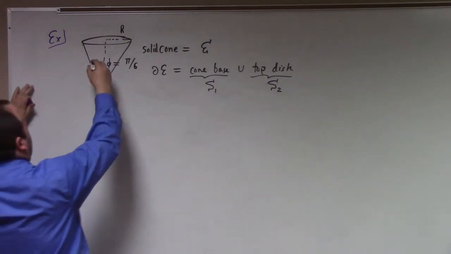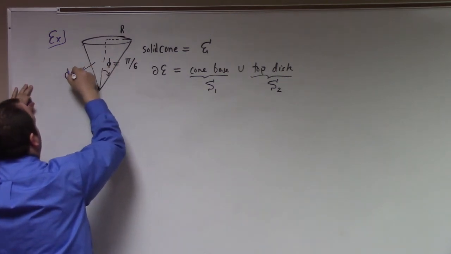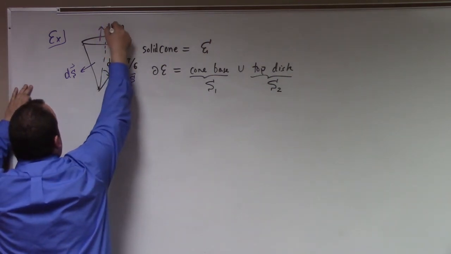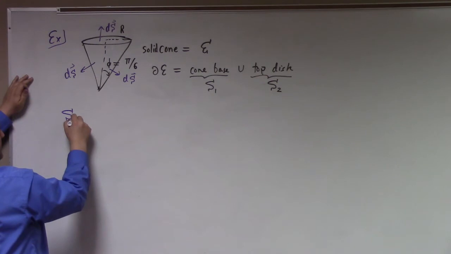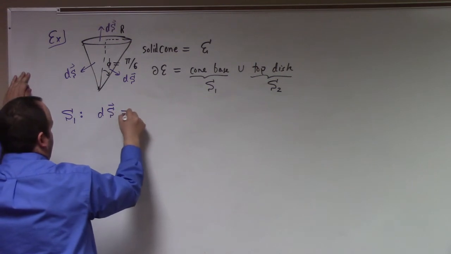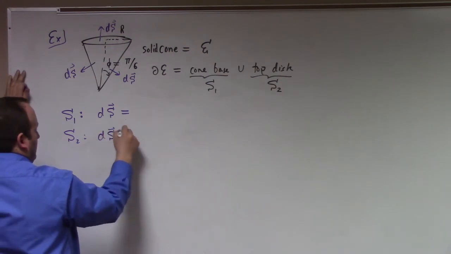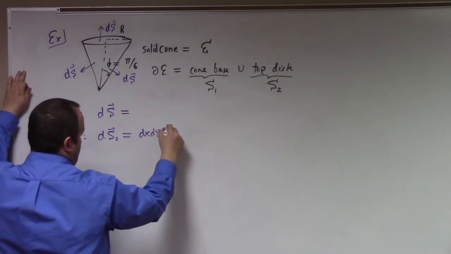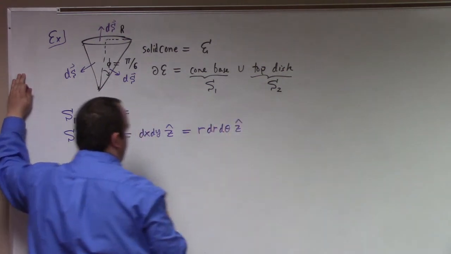So if we're giving the solid cone positive orientation, that means that the dS here should look like this. Up here, like this. Now, for S1, what's our dS, by the way? For S2, what's our dS? I'll do the easy one. S2, you got yourself dx dy z hat. That'll do just fine. Or if you don't like that, you could do r dr d theta z hat. You got choices.